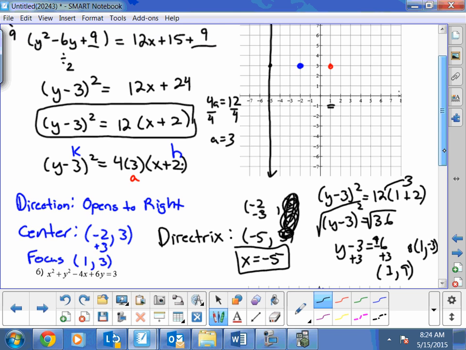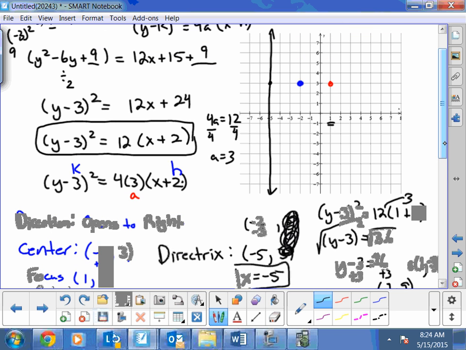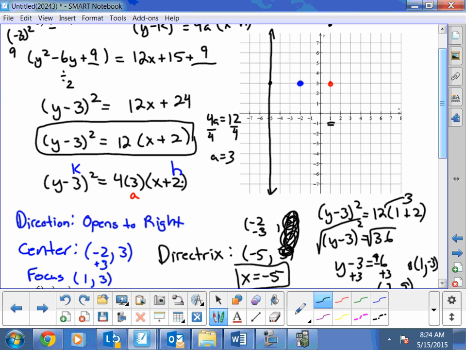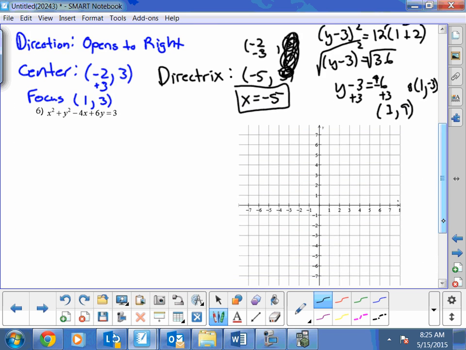So these points, we're going to have one at (1, 9), which is kind of right off the graph, and then (1, -3) there. And then you'll have a nice looking parabola like that. And so, lovely. Okay, let's go ahead and move on to the next one, which is 6.